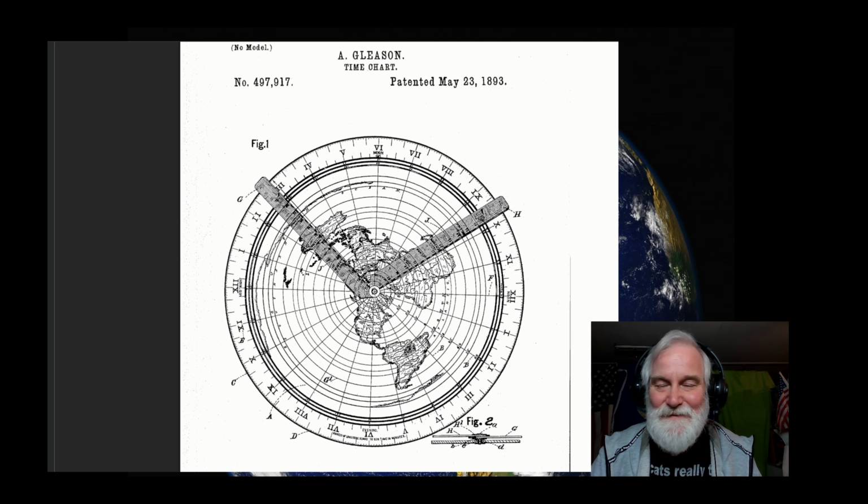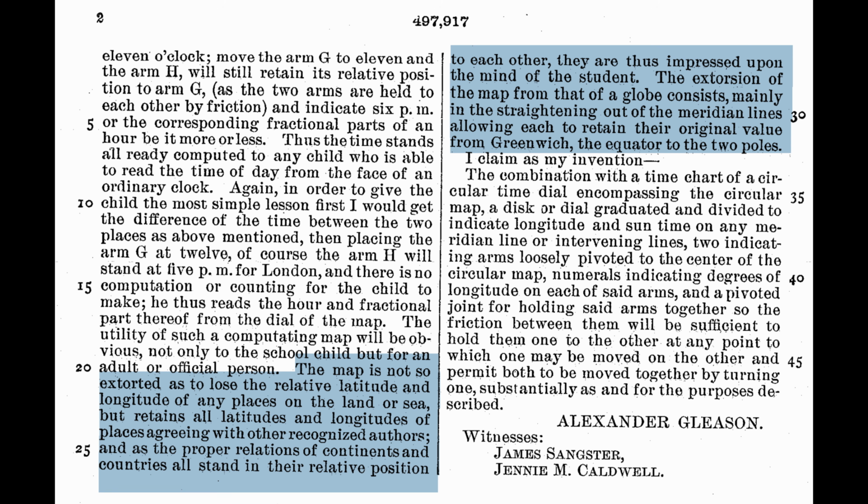But in his patent application, you have to have a drawing and you also have to have a written description of how it's put together and how you work it. And on the last page of his patent application, you'll see what he says about this map. "The map is not so extorted as to lose the relative latitude and longitude of any place on the land or sea, but retains all latitude and longitudes of places agreeing with other recognized authors. And as the proper relations of continents and countries all stand in their relative position to each other, they are thus impressed upon the mind of the student."